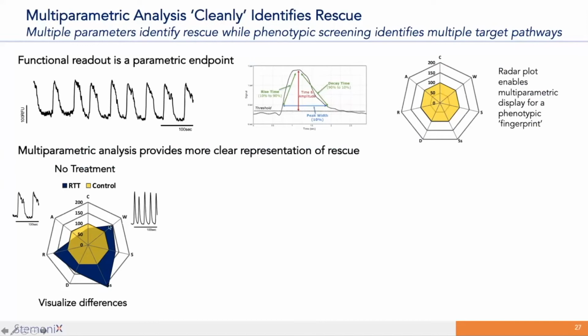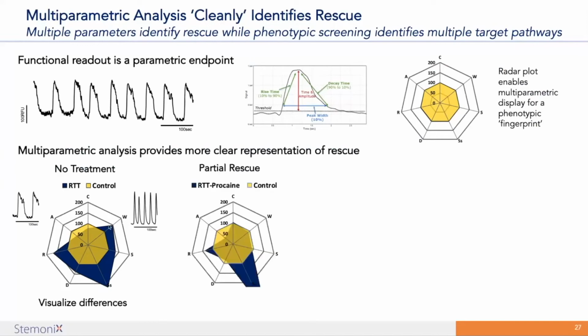Starting to look at compounds, we can see that some compounds, for example here, procaine, is very good at rescuing one or two of the parameters, width and spacing, but not so good at rescuing other ones, say here the standard deviation or the regularity of the spacing.